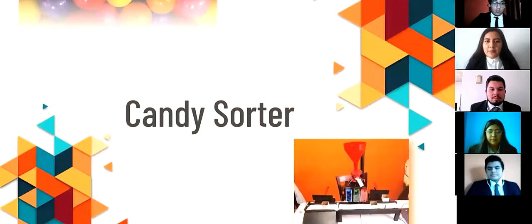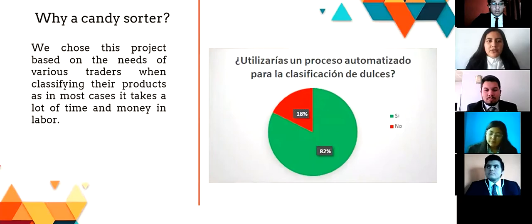Our integrity project is a candy sorter. Why did we choose this project? We chose this project based on the needs of various traders when it comes to sorting their products, as in most cases it takes a lot of time and money in labor. We conducted a survey which indicates that 82% of people would use an automated process of this type.